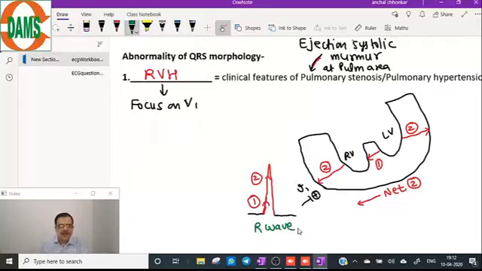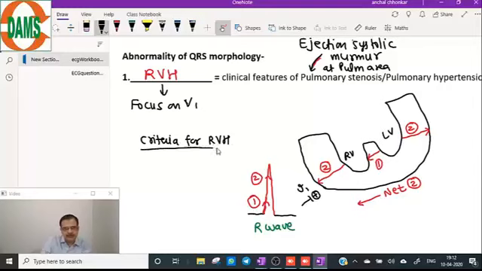Now, what is the diagnostic criteria for RVH? Slopes 1 and 2 are the same. We can't say they are the same because they are in continuous phase. I am just writing number 1 and number 2 to show what event is represented. But clinically in the ECG you can't differentiate the 1 and 2 portions.